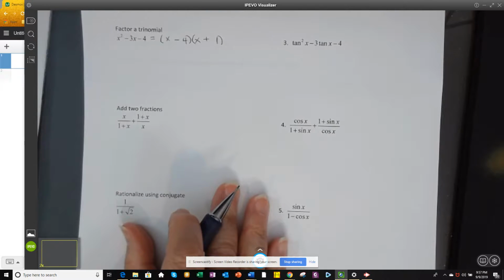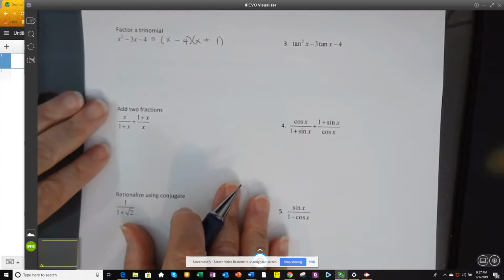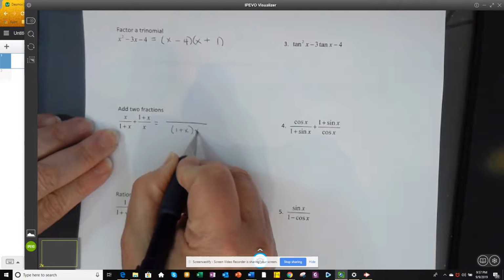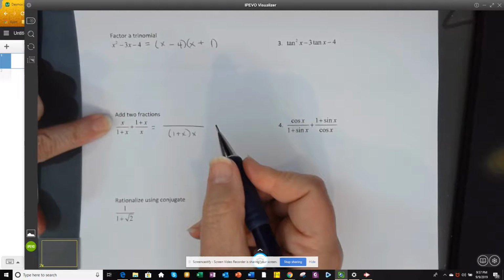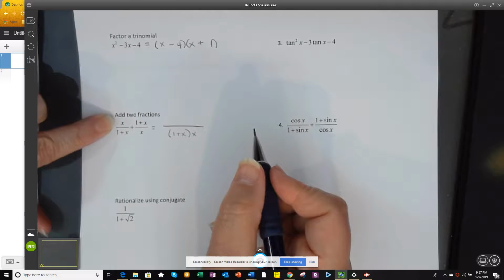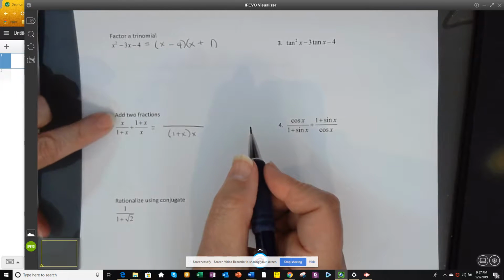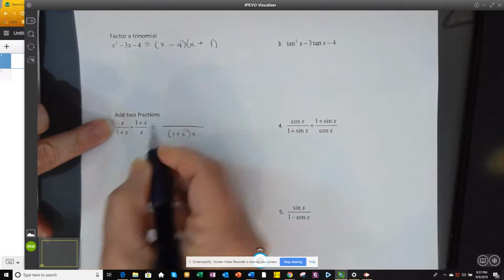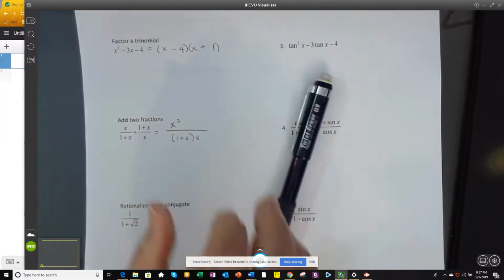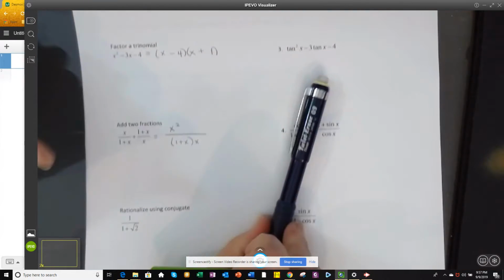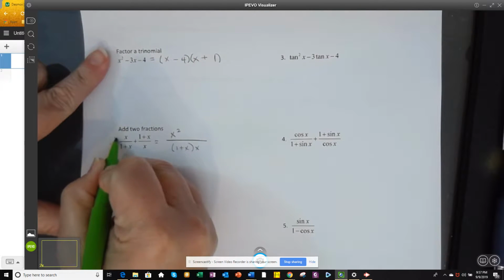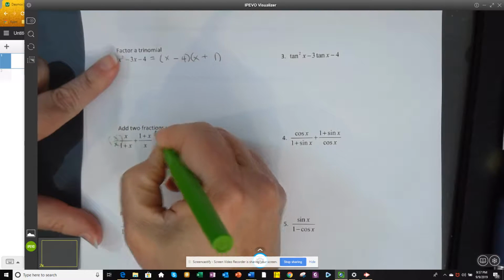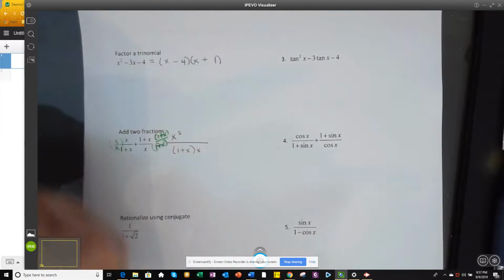All right, and then we're going to add two fractions together. And we have to find a common denominator here. And in this case, it would be 1 plus x times x. And then I have to multiply this first fraction by x over x because it doesn't have this denominator. What do I mean by that? I mean that we're going to multiply this one by x over x, and this one by 1 plus x over 1 plus x, so that we have a common denominator.